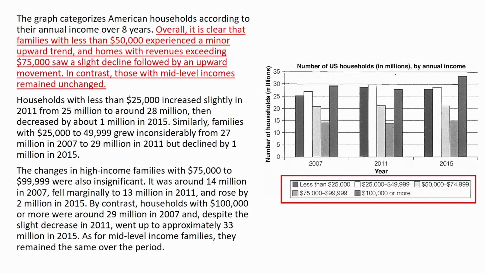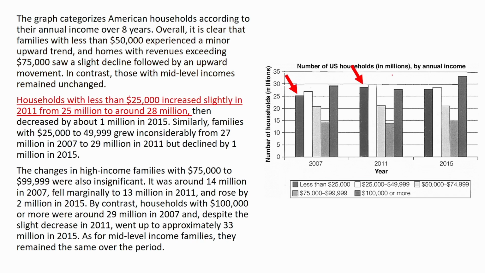So as I mentioned earlier, we start with low-income families. So I will start with 2007 and then 2011. Households with less than $25,000 increased slightly in 2011, from 25 million to around 28 million. Now, I need to mention 2015. Then decreased by about 1 million in 2015.